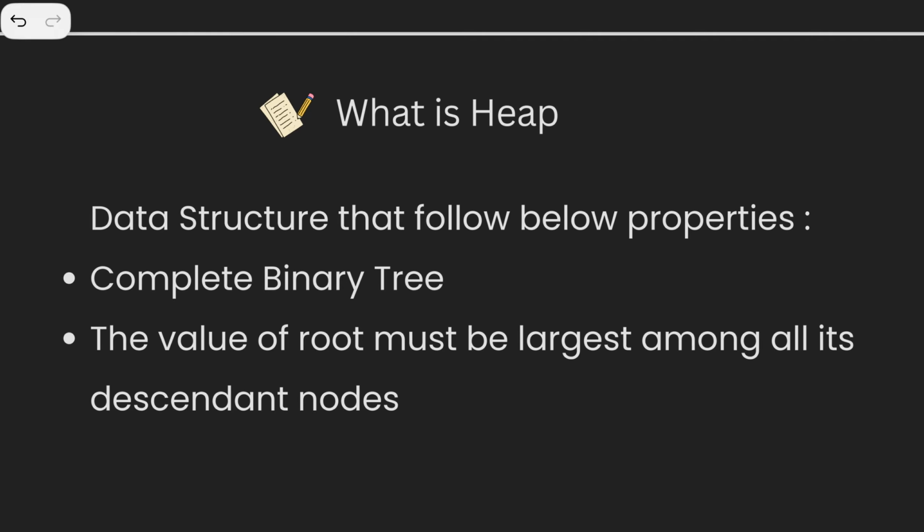So what is heap? Well, heap is a data structure that has two properties. First, it is a complete binary tree, and second, the value of root must be largest among all its descendant nodes. So first, let's try to understand what the second property is.